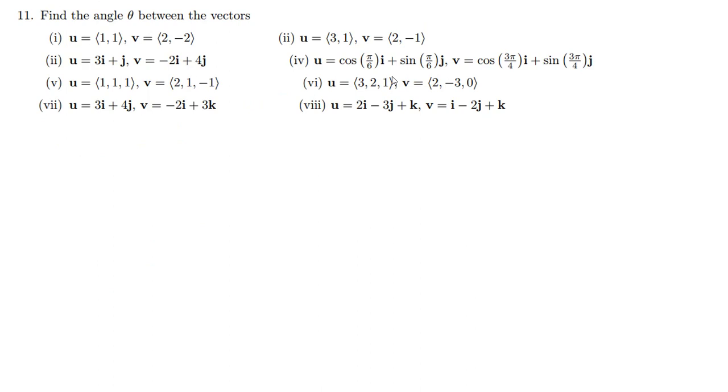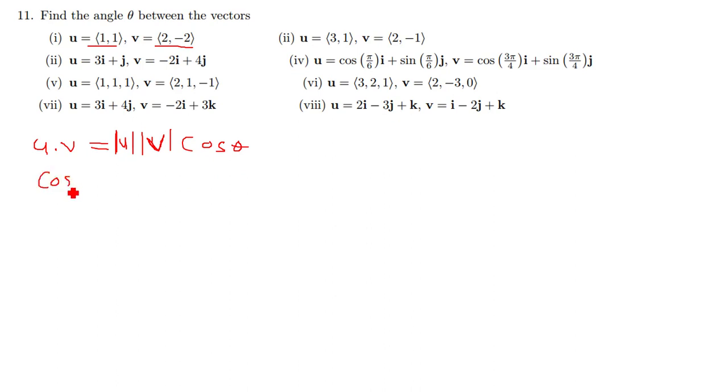So let's solve this question, saying find the angle between the vectors, this one and that one. These two vectors, we know to say u dot v is given by the magnitude of u times the magnitude of v times cos of the angle between the two vectors. So to find the angle, we just make cos theta the subject.